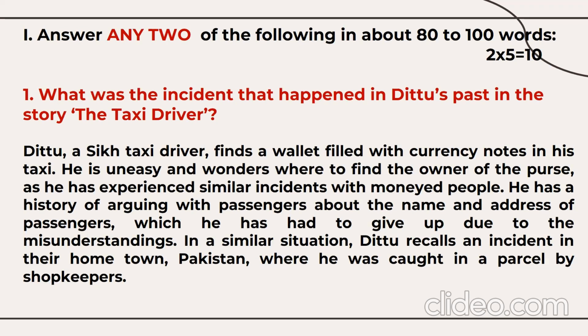Dittu, a sick taxi driver, finds a wallet filled with currency notes in his taxi. He's uneasy and wonders where to find the owner of the purse, as he has experienced similar incidents with moneyed people or the rich people. He has a history of arguing with passengers about the name and the address of the passengers, which he had to give up due to the misunderstandings.